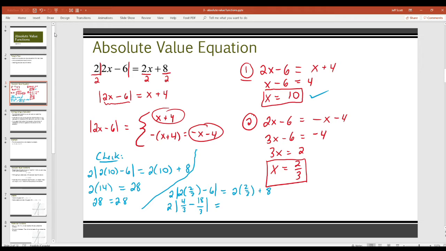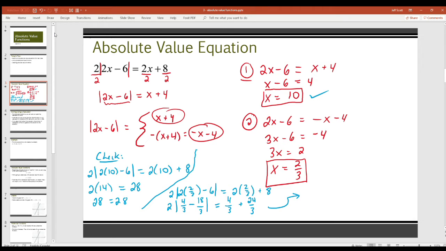On the right-hand side of the equation, we just have 2 times 2/3, which is 4/3, but we're adding 8 to it. And like what we did with this minus 6 on the left side of the equation, we should turn that into something over 3 as well. So 8 is going to actually be 24 over 3.